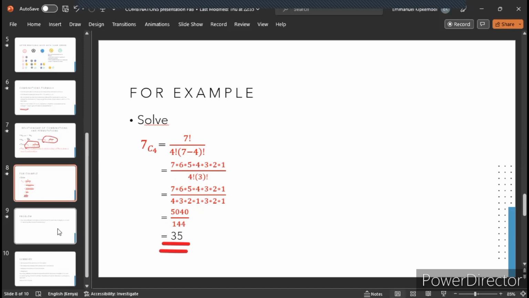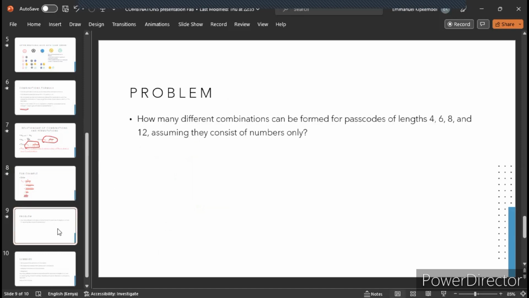Now I want you to engage in a problem. This is the problem: how many different combinations can be formed for a passcode of length 4, 6, 8, and 12, assuming they consist of numbers only? Who can try? Or maybe just think for 2 minutes, then you can give me the solution.